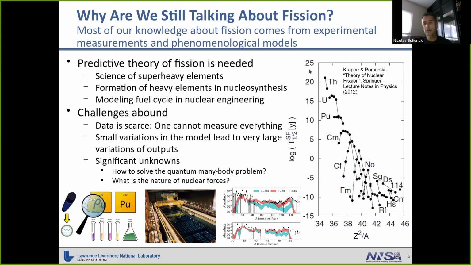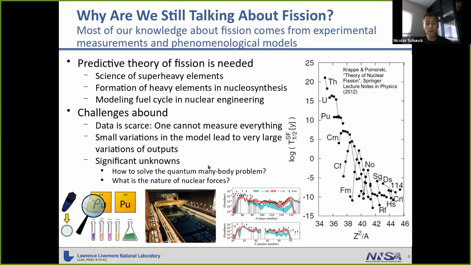The takeaway here is that there are 35 orders of magnitude between the longest-lived element and the shortest-lived one. And for any model in any branch of science, that means that you will have huge uncertainties in your predictions because of this broad range of outputs.